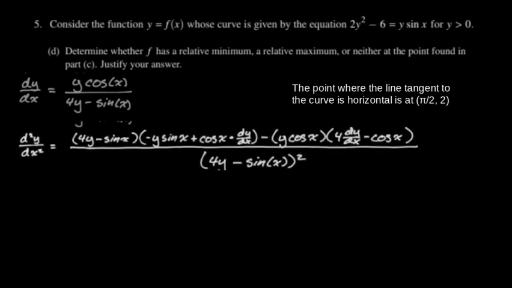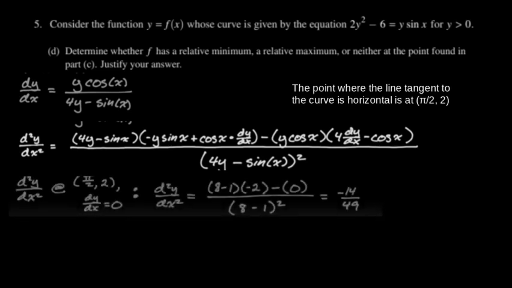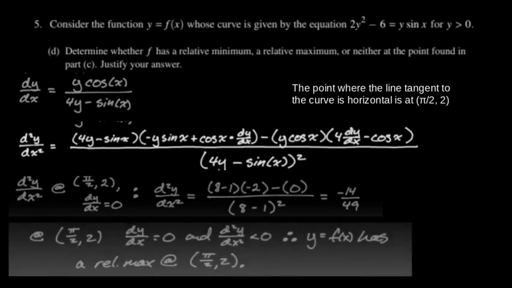Then we'd want to find the second derivative, which you would do with low times the derivative of high minus high times the derivative of low, over the bottom squared. Your second step would be to plug in the points that we had, which would be pi over 2 for x and 2 for y, which would then give us negative 14 over 49, and which would give us a relative max because it is less than 0.